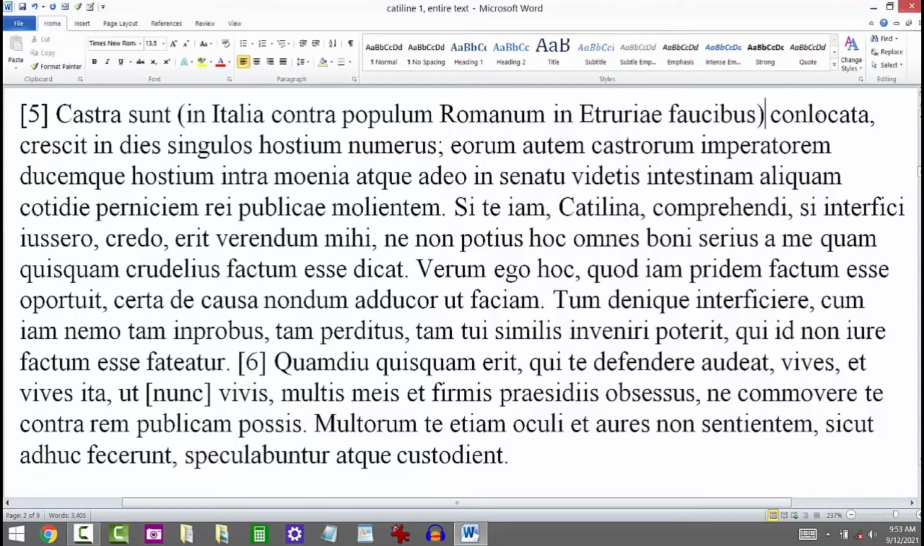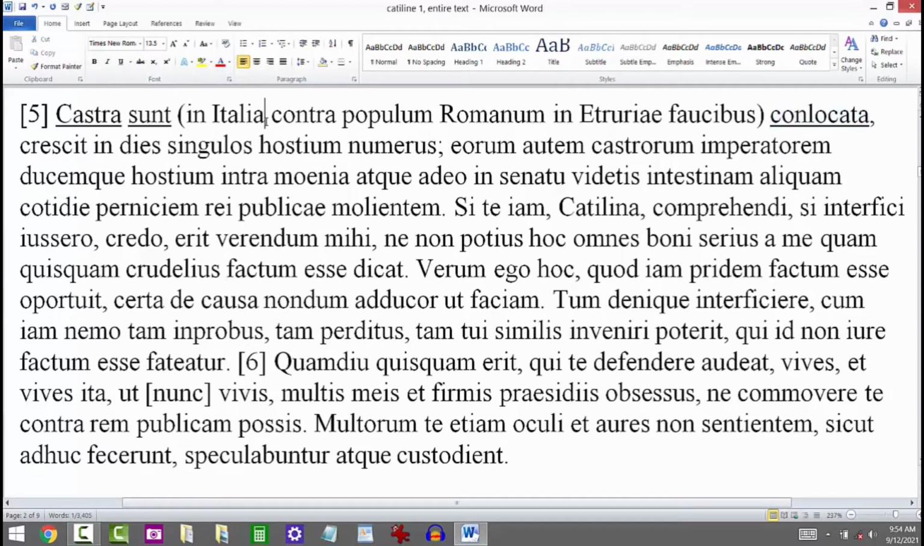Conlocata is an adjective qualifying castra, which is the subject of the verb sunt. So castra, a camp. There are castra, so there is a camp. Conlocata, located together, established. That's what it means.